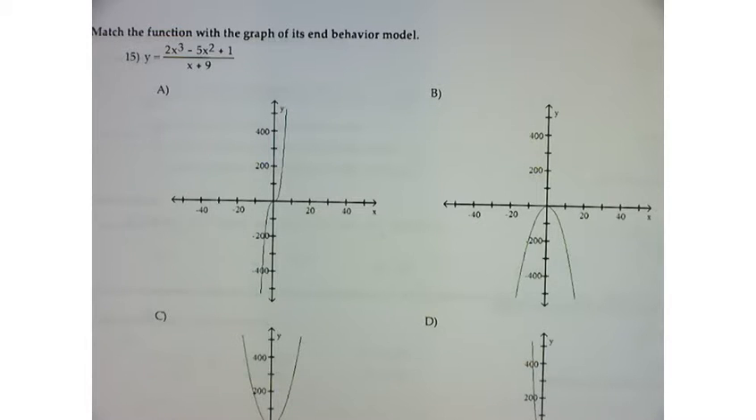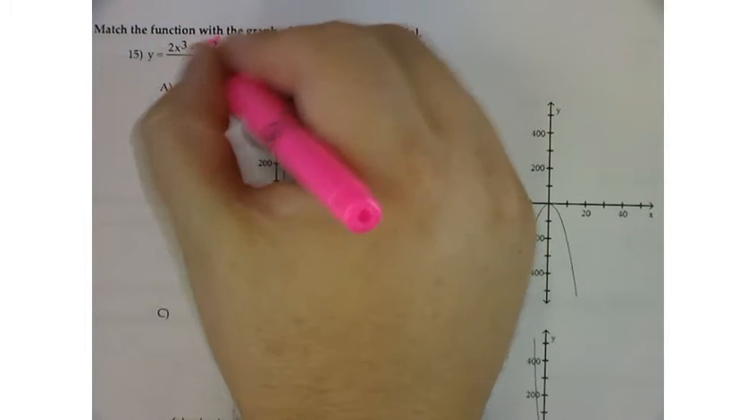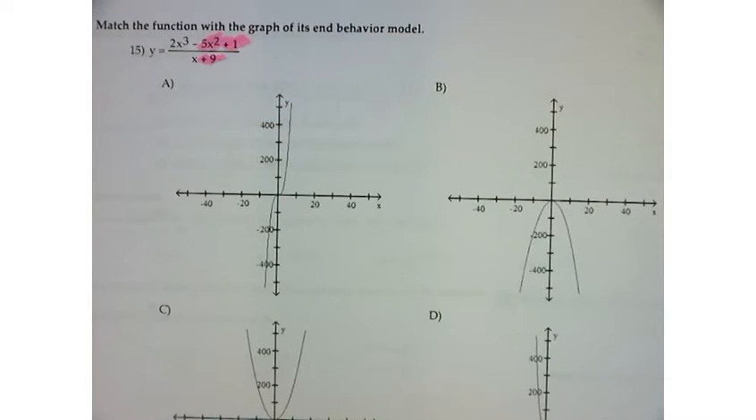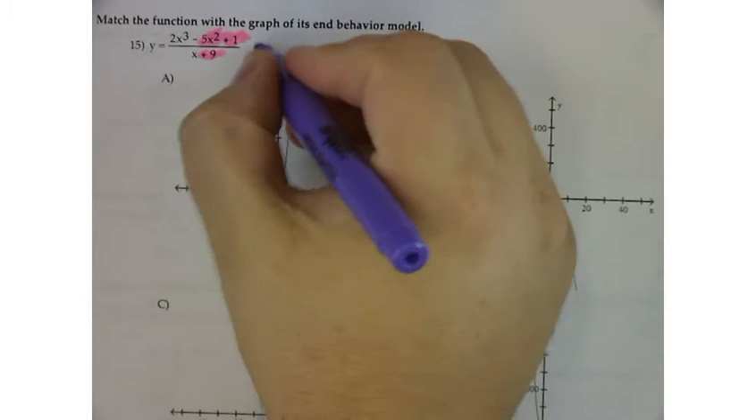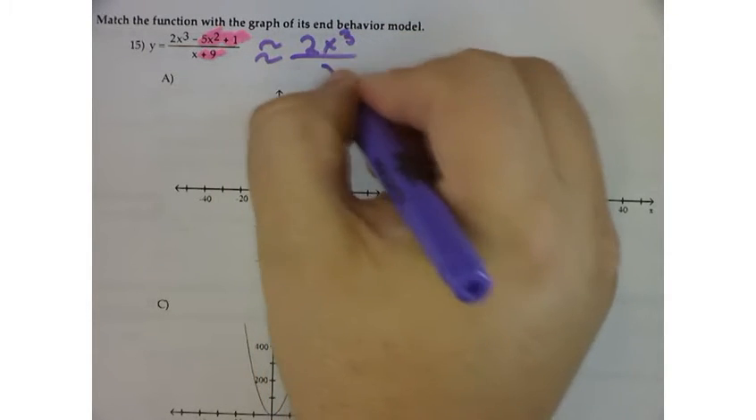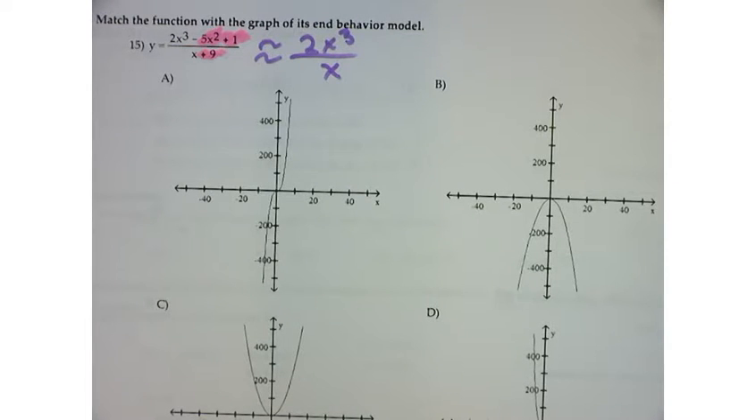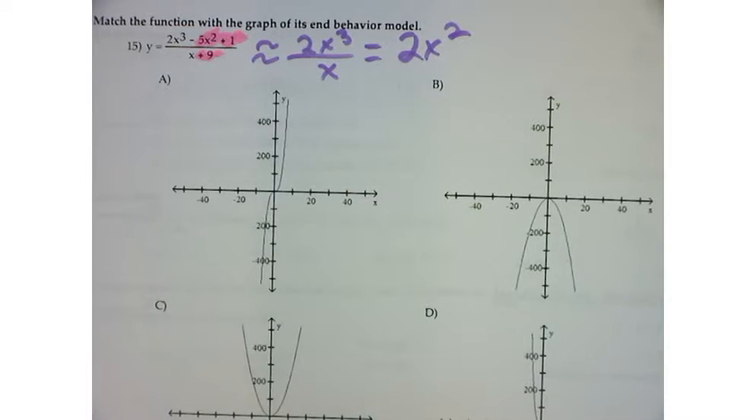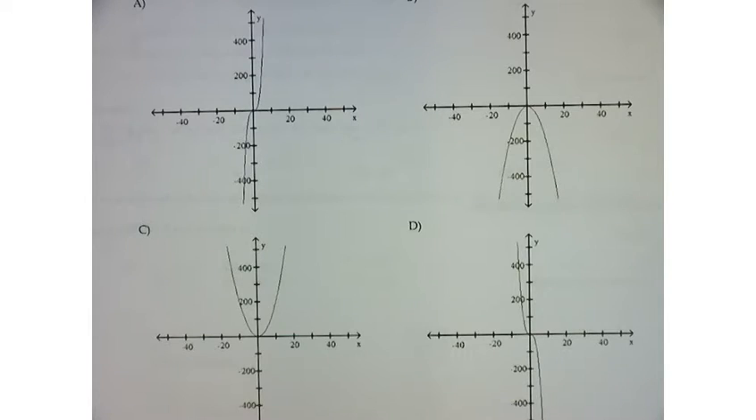What did Mr. Adams say on the last problem? As we start to approach infinity, this doesn't matter and this doesn't matter. We're only concerned with the leading terms. So when I think about this, what I really am thinking of is 2x cubed over x as I approach negative infinity or positive infinity, which reduces down to 2x squared. So which one of these graphs looks like 2x squared?